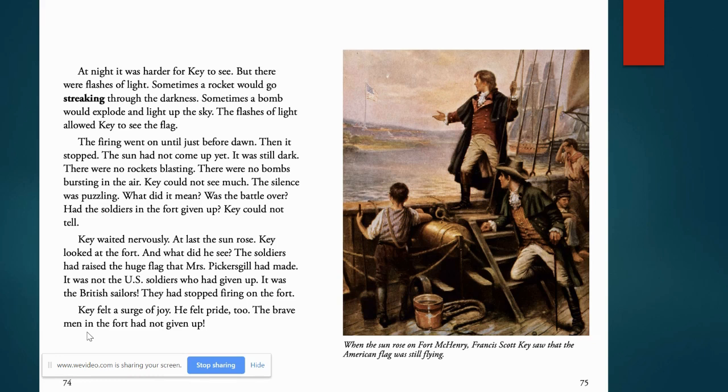At last, the sun rose. Key looked at the fort, and what did he see? The soldiers had raised the huge flag that Mrs. Pickersgill had made. It was not the U.S. soldiers who had given up. It was the British sailors. They had stopped firing on the fort. Key felt a surge of joy. He felt pride, too. The brave men in the fort had not given up. When the sun rose on Fort McHenry, Francis Scott Key saw that the American flag was still flying.